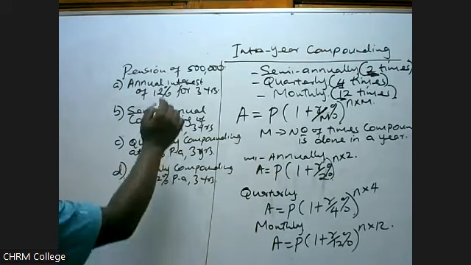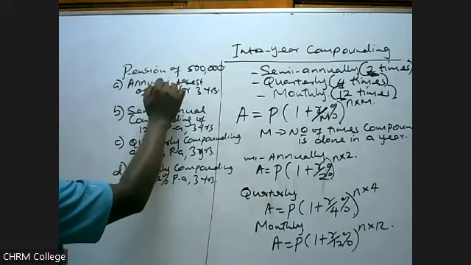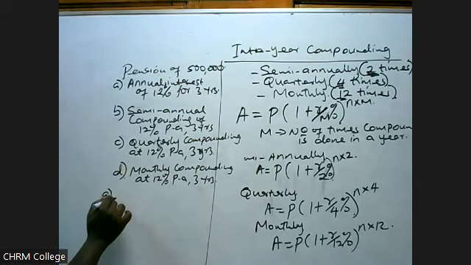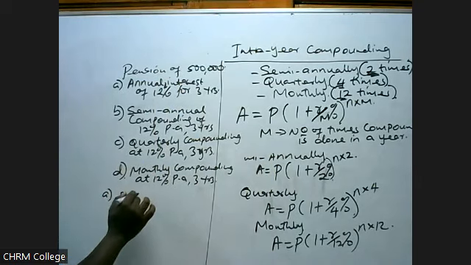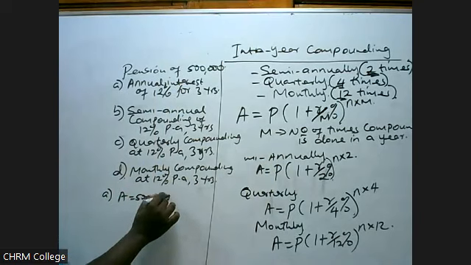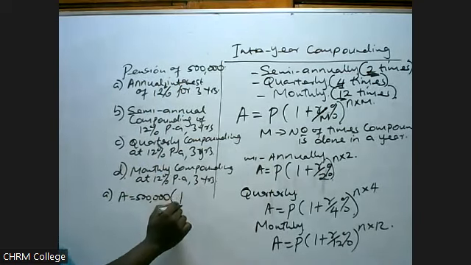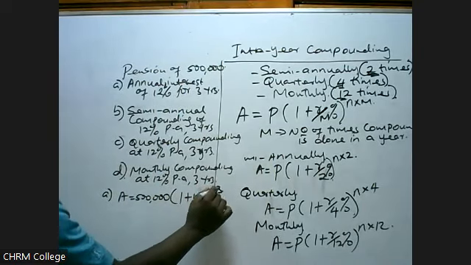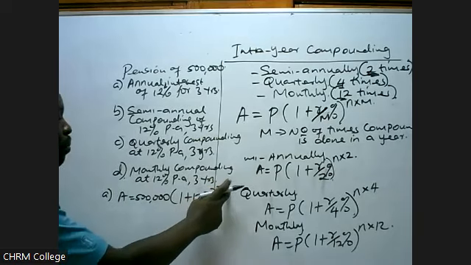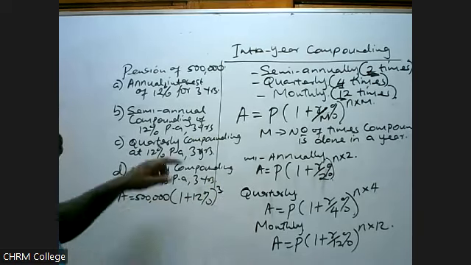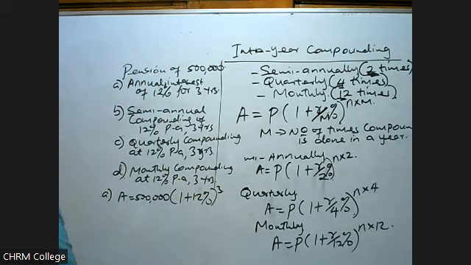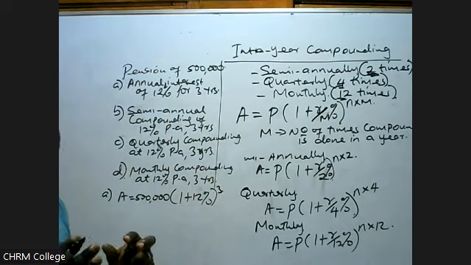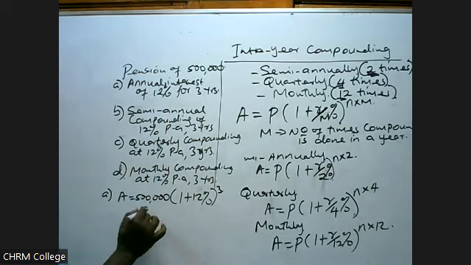So for annual compounding, we use the initial formula. Amount is going to be the principal, 500,000 that we received as pension, into 1 plus 12% power 3. Here we don't divide by M and we don't multiply by M because it is annual. When it is per annum, we use the compound interest formula the way it is. That is for annual. So we get that amount.